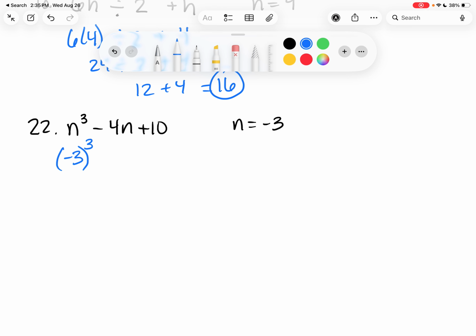So negative 3 cubed minus 4 times negative 3 plus 10. What's negative 3 cubed? Negative 27. Negative 4 times negative 3 is positive 12. And then we've got plus 10. So when I simplify that, what do I get? Negative 27 plus 22, and that'll be negative 5.